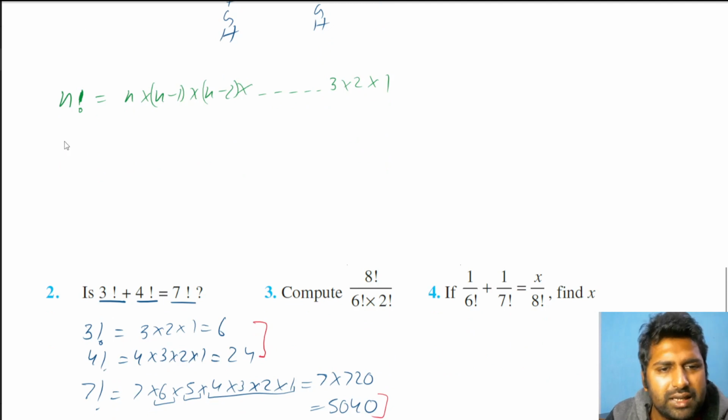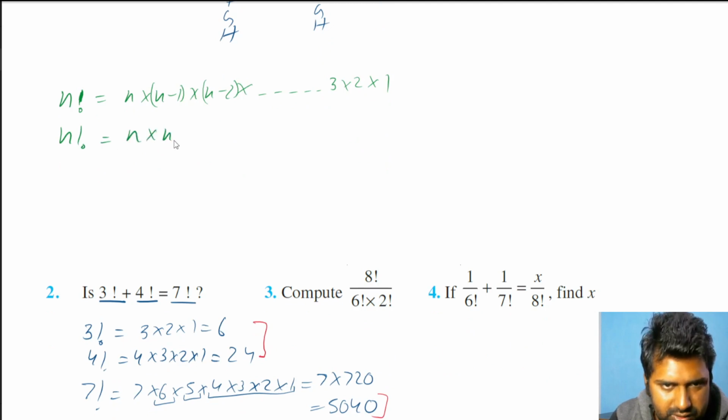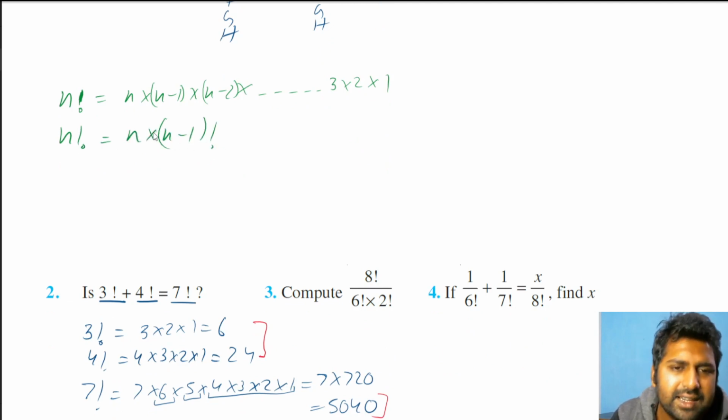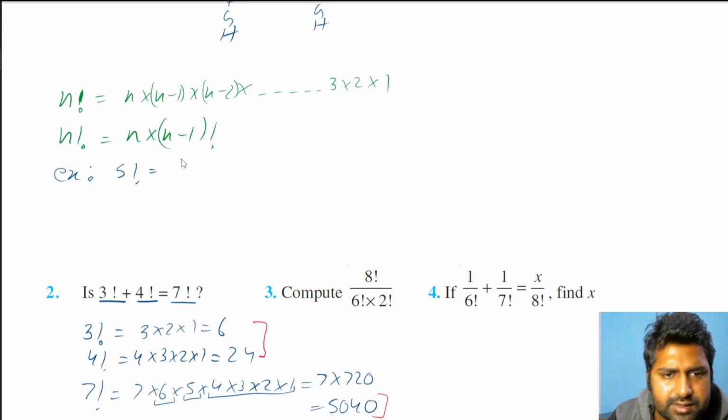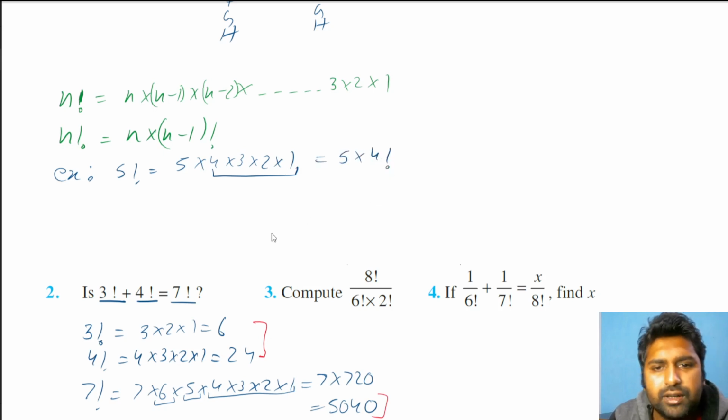Regarding n factorial, I want to explain something with an example. The property goes like this: n factorial is n into (n minus 1) factorial. Understand how this actually works. Like 5 factorial is 5 into 4 into 3 into 2 into 1. But 4 into 3 into 2 into 1 is what? 4 factorial. So basically I can write 5 factorial as 5 into 4 factorial. 4 factorial I can write as 4 into 3 factorial.